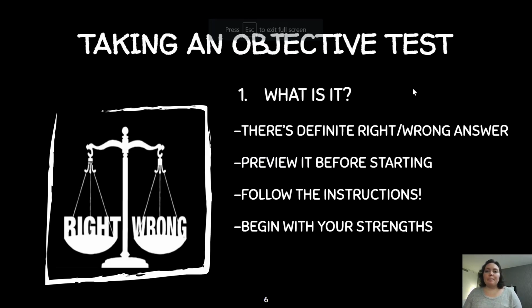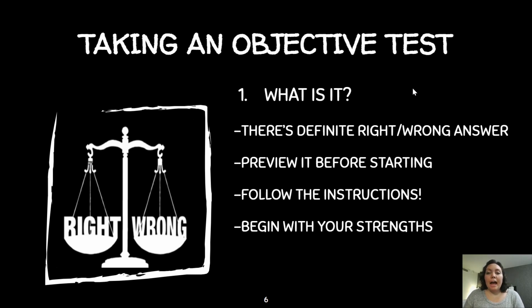So, there are two different types of tests that you are going to take as a college student. The first type of test is an objective test. And you can see in this graphic here, we have right or wrong. What does it mean to take an objective test? What is an objective test? This means that there is a definite right or wrong answer. So think about multiple choice, true or false, maybe even something that's fill in the blank, where you have to fill in the correct term, something like that.